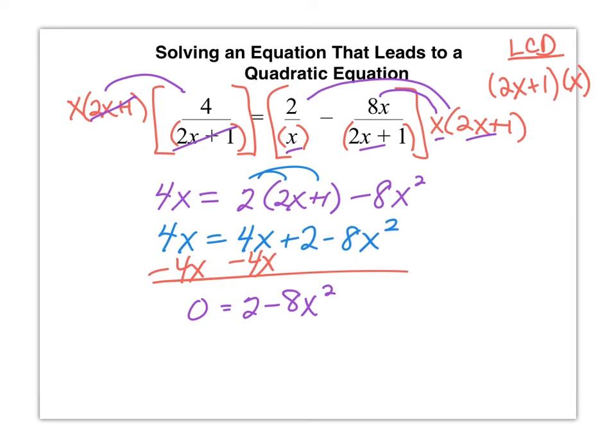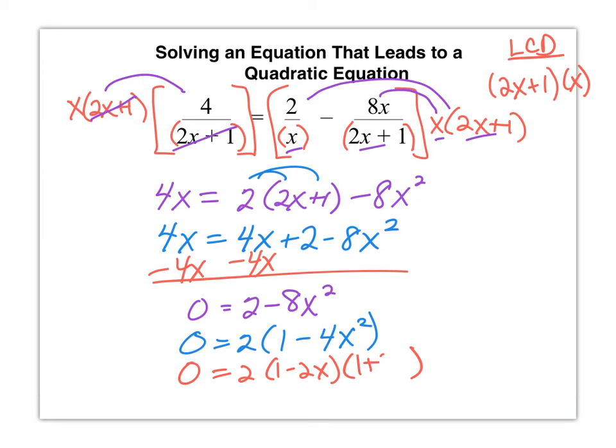or we can use the quadratic formula. Or we can use the square root formula. So if I factor out a common factor of 2, I get 2 times the quantity 1 minus 4x squared. And 1 minus 4x squared is a difference of two squares that can be factored with 2 as the first factor, 1 minus 2x, and 1 plus 2x.